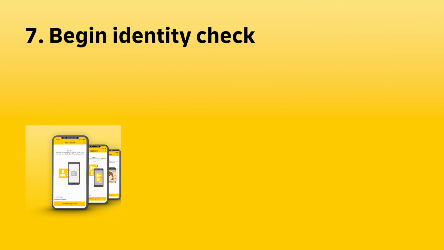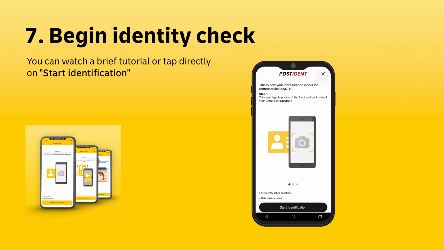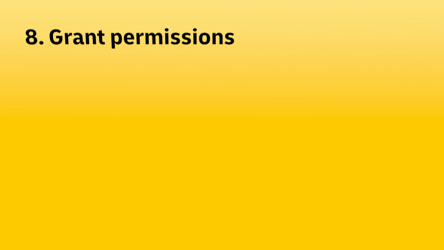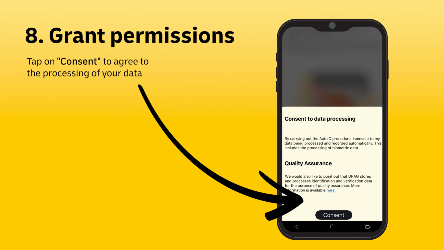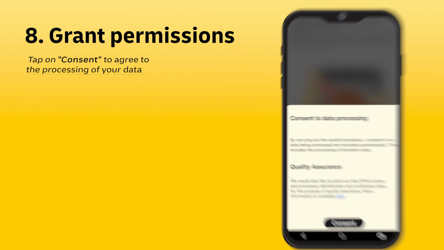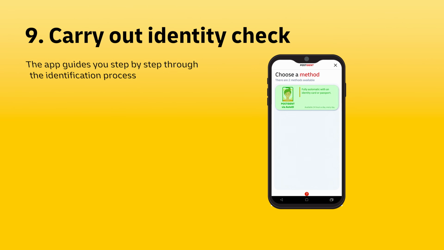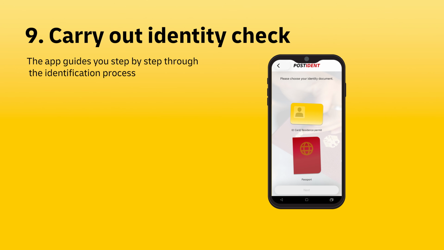7. Begin identity check. You can watch a brief tutorial on the identification process or tap directly on Start Identification. 8. Grant permissions. Tap on Consent to agree to the processing of your data. 9. Carry out identity check. The app guides you step by step through the identification process.